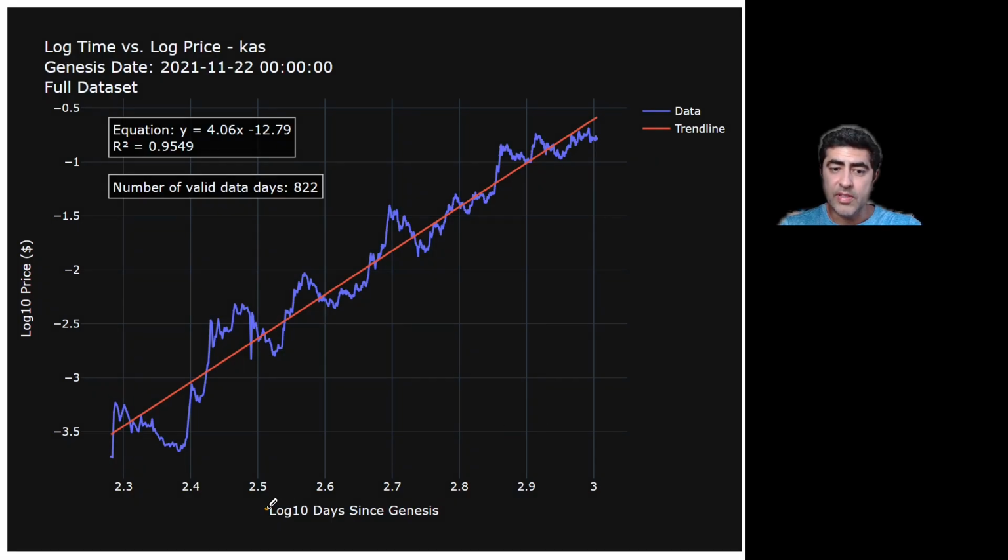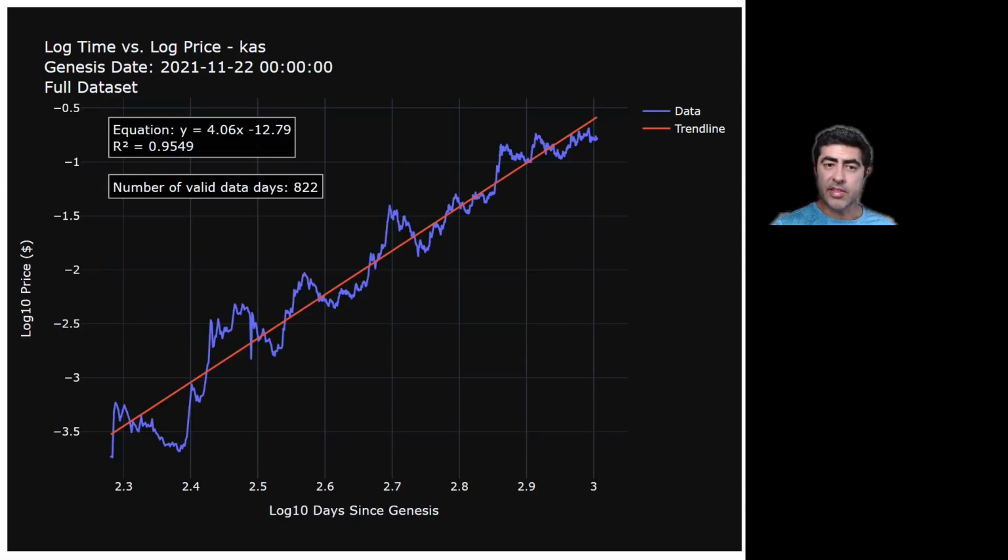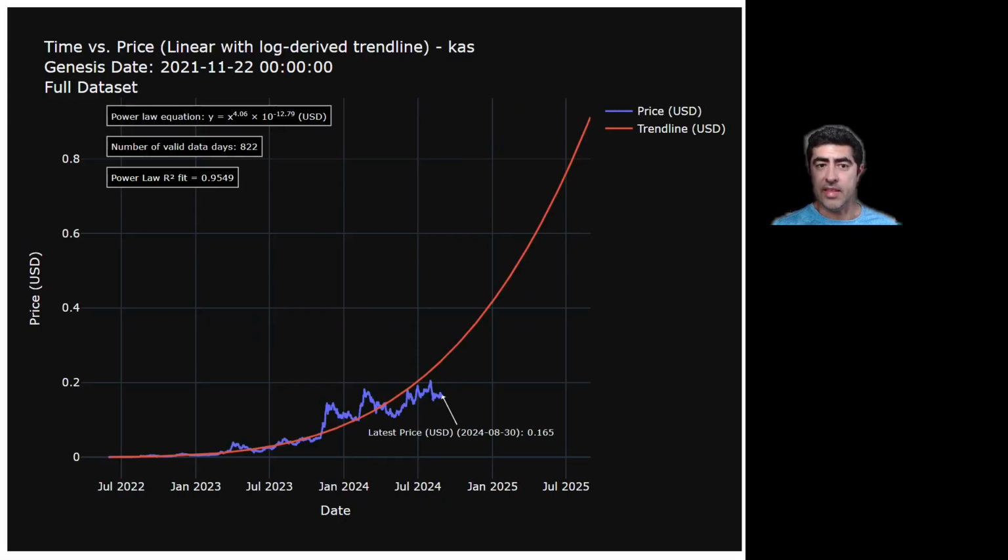So that's what this log 10 days means and the log 10 price means. So when we convert it from this logarithmic way of looking at things into the linear way of looking at things, things start curving in a very interesting way. Let's jump on that. And this linear data ends up looking like this.